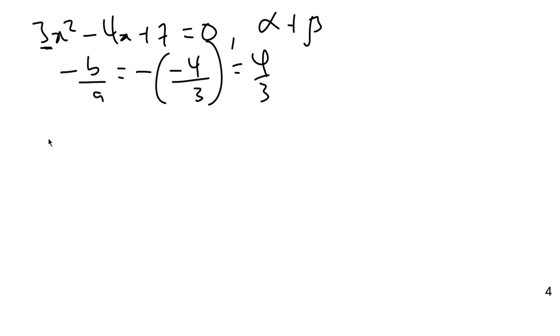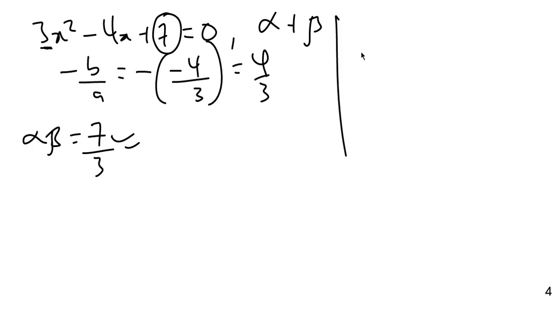And then if you're asked for the product of the roots, what's it going to be? It's going to be c over a, which is 7 over 3. So that gives us the product of the roots. Do you understand? Then let's take another question now.